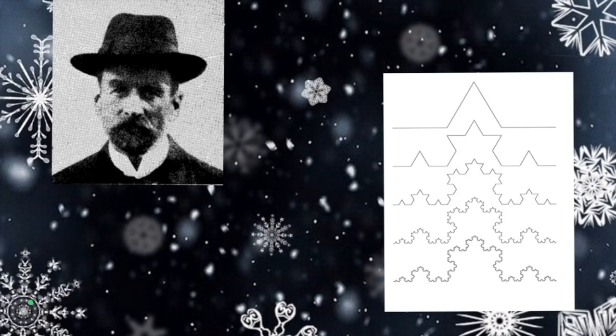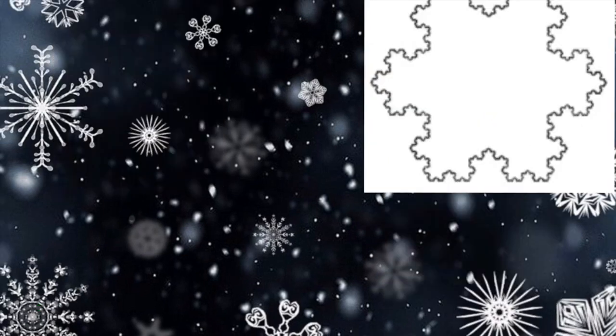The Koch snowflake was discovered by Swedish mathematician Helge von Koch. To understand Koch's snowflake, we must first look at his curve, which he came up with first. The Koch curve begins with a straight line that is separated into 3 line segments. The middle line segment is then replaced with 2 sides of an equilateral triangle, and this continues all the way to infinity, creating a curve.